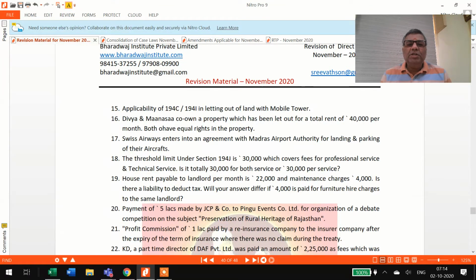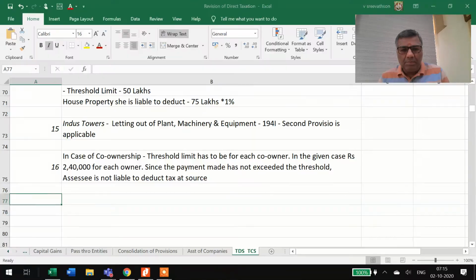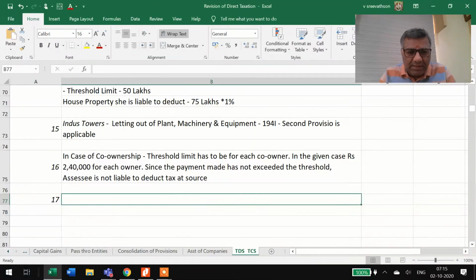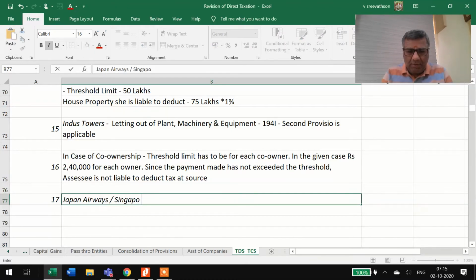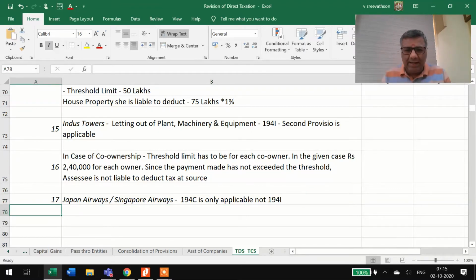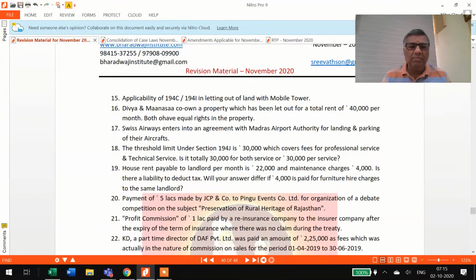Swiss Airways enters into an agreement with Madras Airport Authority for landing and parking charges of their vehicles. So you know, Japan Airways, Singapore Airways. So it is 194C only applicable, not 194I. The detailed judgment you can refer to in our sheet.